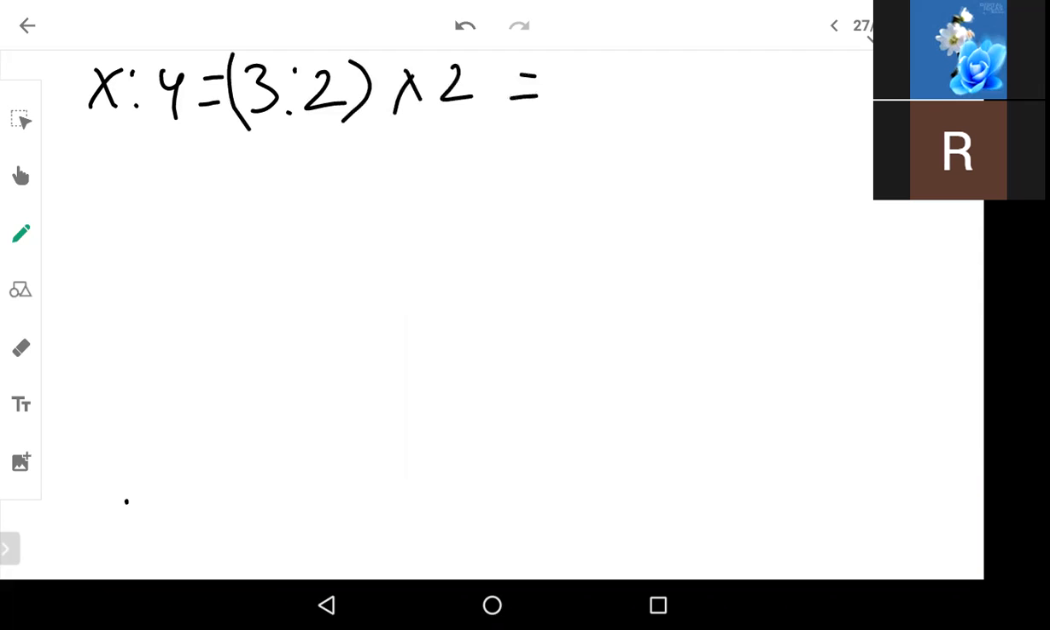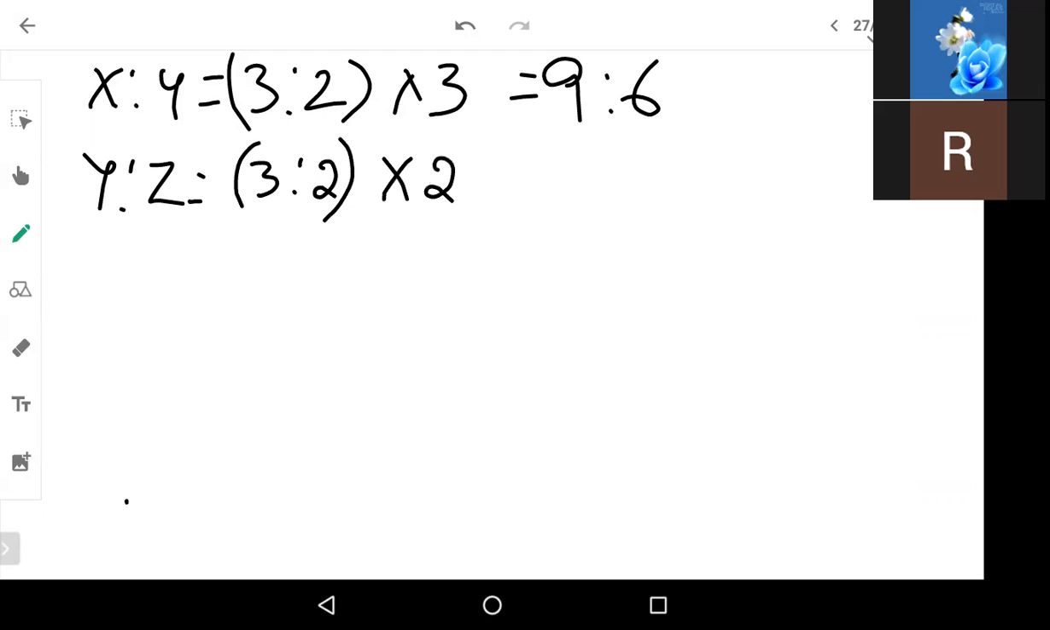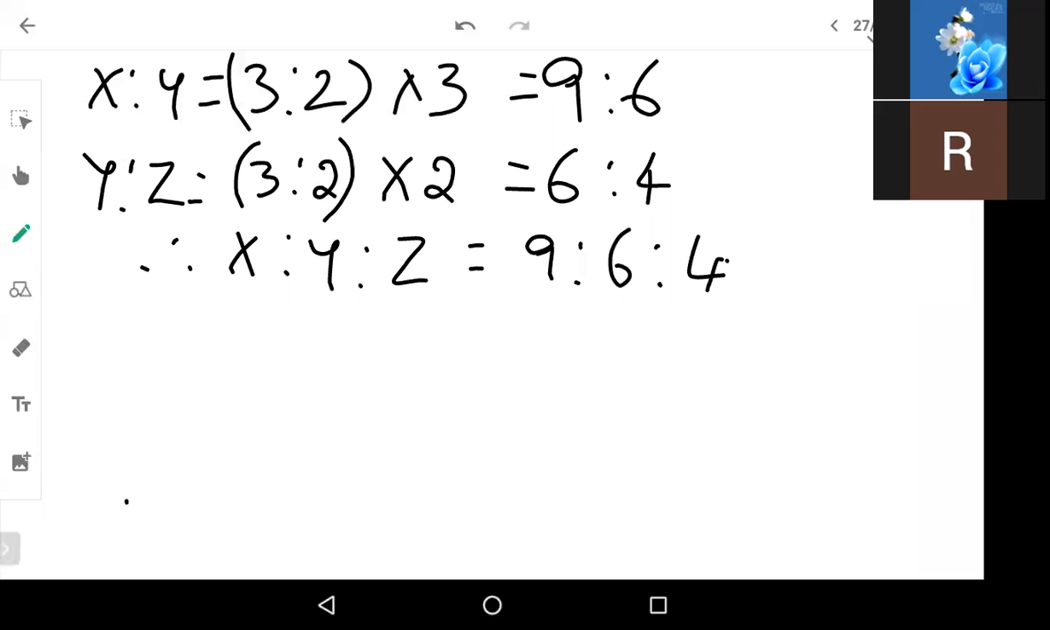So what do we get? Oh, sorry. We have to multiply it with 3. So 3 3s are 9 is to 3 2s are 6. Now Y is to Z is also 3:2. Now multiply this with 2. So 3 2s are 6 is to 2 2s are 4. So therefore, X is to Y is to Z is equal to 9 is to 6 is to 4. So this is the important ratio that we require.